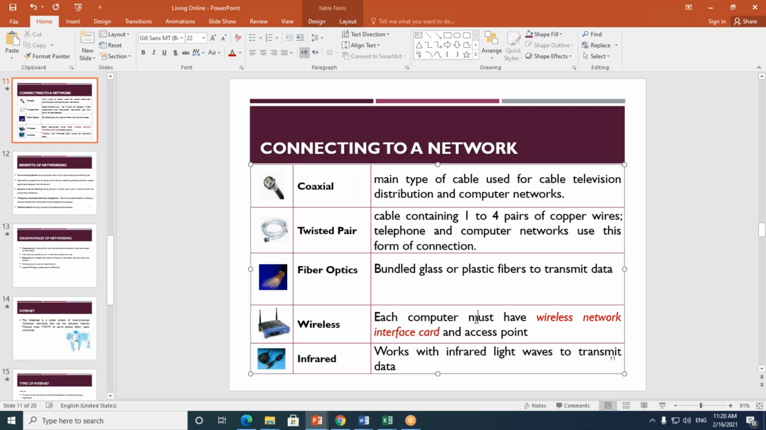Now we come to the fifth and last, called infrared. It works with infrared light waves to transmit data.